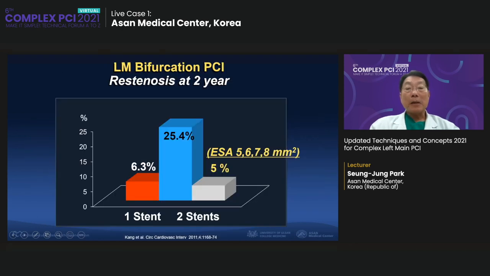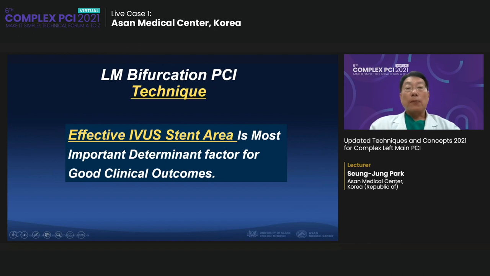So, relatively old data. Two stent by angio guided, 25% distal straight. However, in those cases, IVUS guided optimization, effective stent area 5, 6, 7, 8 can make a really good long-term distal straight 5%. It's almost equivalent with a single stent procedures. So effective IVUS stent area is most important determinant factor for good clinical outcomes.